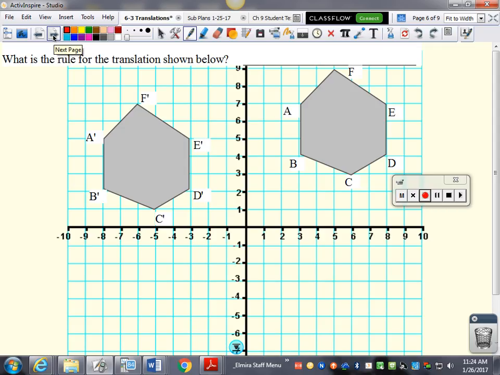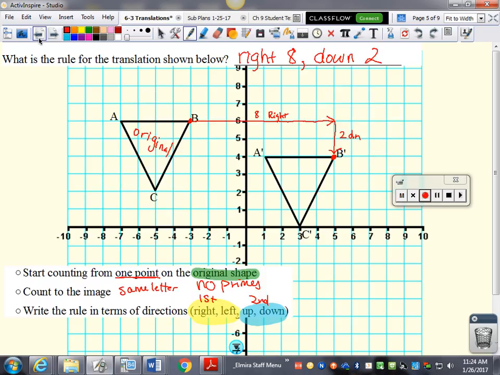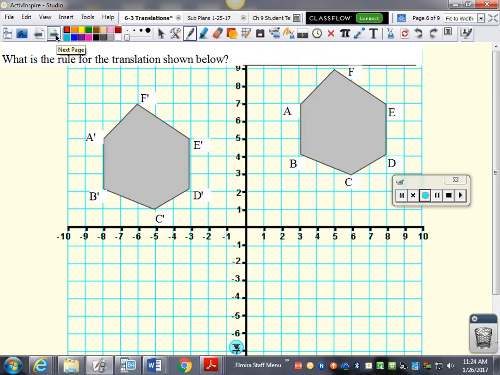Okay? The key here, and I wrote it at the bottom of this page, is the original shape is where you have to start. So on this diagram, the original is over here. How do I know? Because it has no primes. And you have to be careful. You absolutely have to check for that before you start counting, or you'll have all your directions at opposites. Okay? Going the correct direction is important.